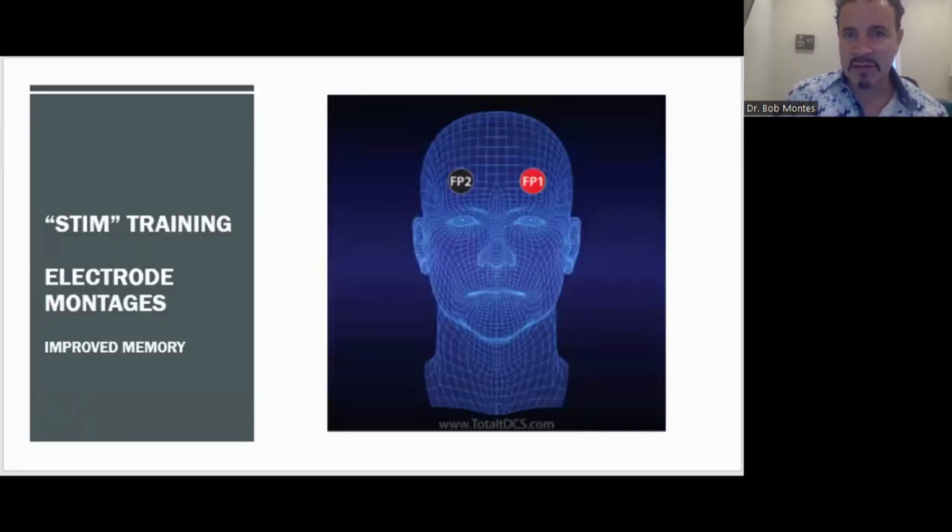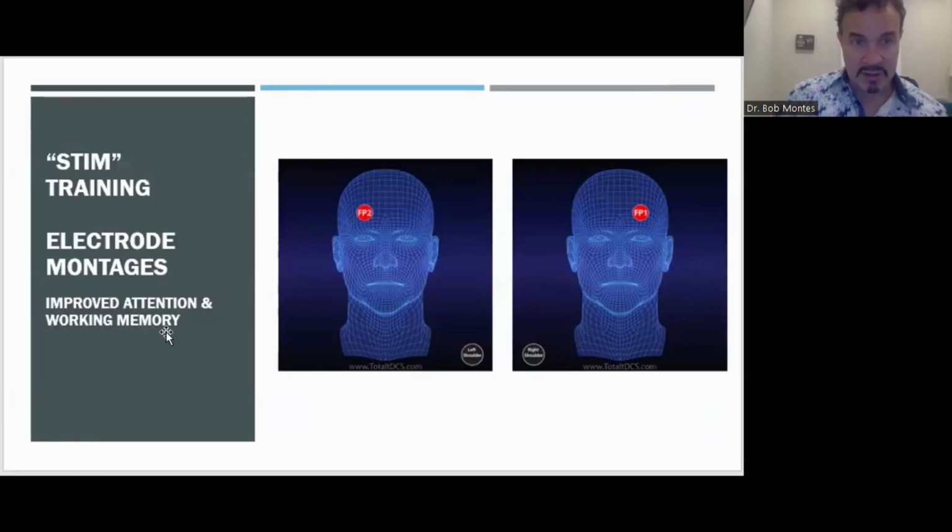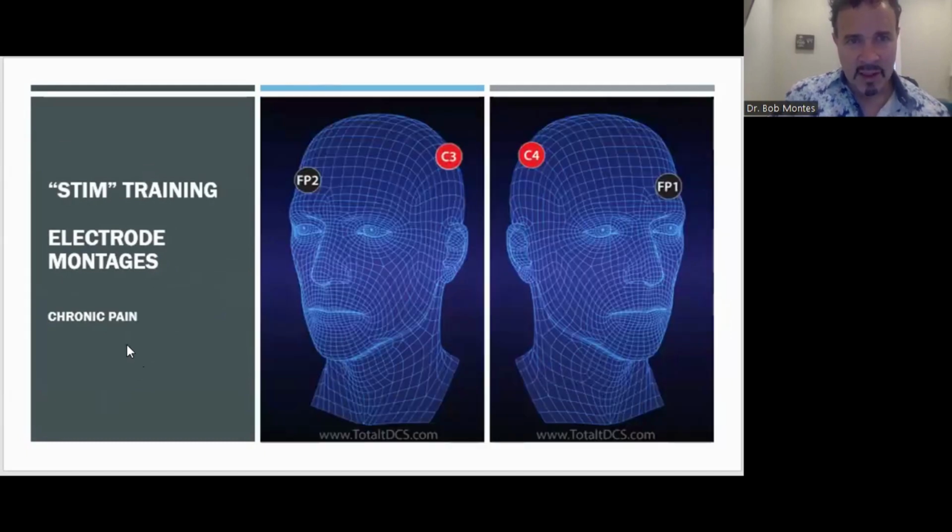You can use Stim Training to improve memory, Stim to improve attention and working memory, and you can also even help chronic pain. All of these are research locations for the brain, and they can help in pain caused by phantom injuries, fibromyalgia, low back pain, cerebral palsy, etc. So it's really a wonderful treatment. It's a very gentle and safe treatment, all approved by the FDA.